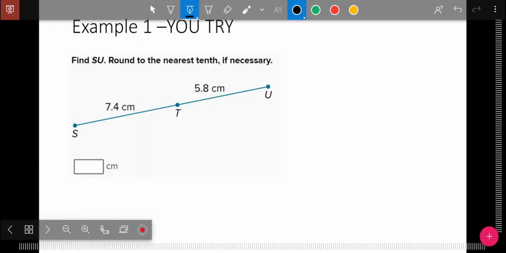You try it now. Take a second, pause the video if need be, go back and look at the last one if you need to, but give this a try. Can you find segment SU? That's the whole segment, by the way, SU.